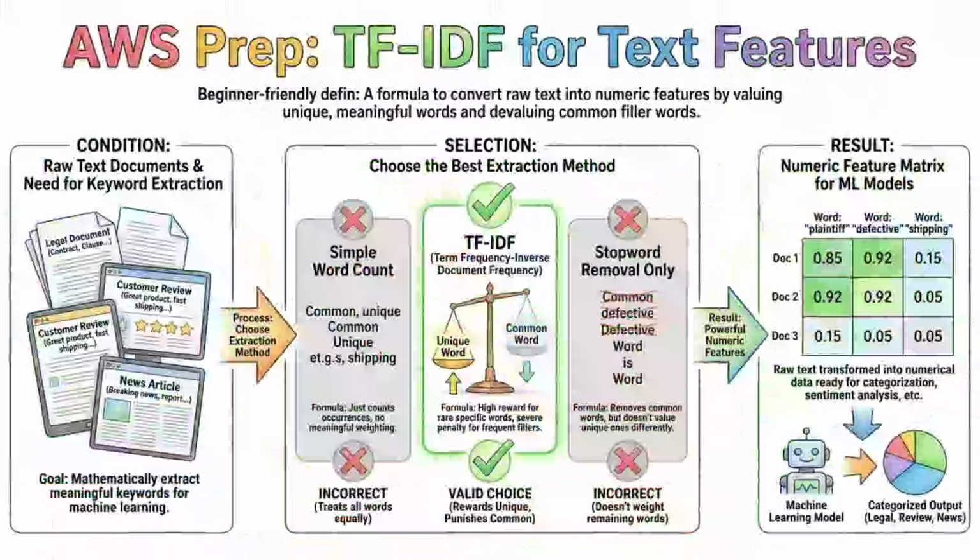TF-IDF stands for Term Frequency Inverse Document Frequency, and it is arguably the most important text processing concept on the entire certification exam. This brilliant formula heavily rewards unique, highly meaningful words that only appear in a few specific documents, while severely punishing common filler words that appear everywhere. If you are building an automated system to categorize hundreds of legal documents or analyze customer sentiment, TF-IDF is exactly how you turn those written words into powerful numeric features. Whenever an exam scenario asks how to mathematically extract meaningful keywords from raw text, TF-IDF is almost certainly the right answer.